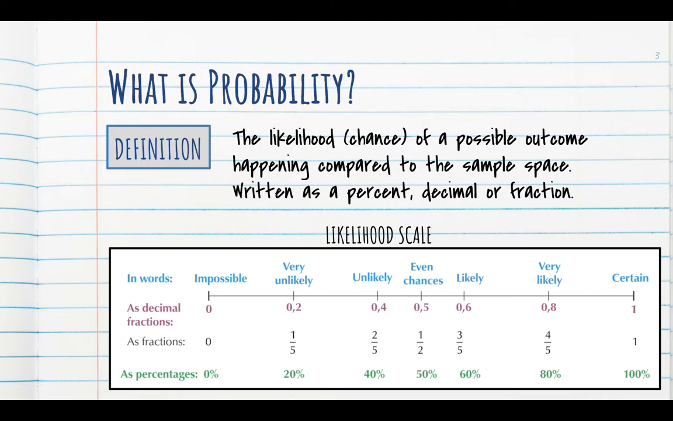The likelihood of an event can be placed on a scale from 0 to 1. An event with the likelihood of 0 is labeled as impossible, whereas an event with the likelihood of 1 is labeled as certain. And in between those two, we have different benchmarks like very unlikely, unlikely, an even chance. Sometimes you'll hear as likely to happen as not likely to happen. That's where that 50% falls in, to likely and very likely.